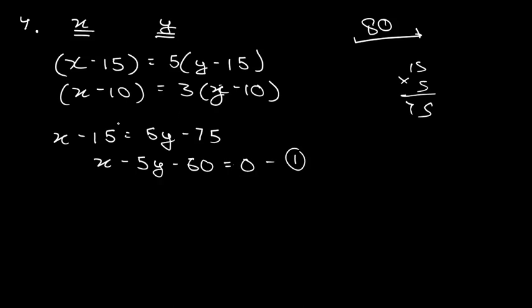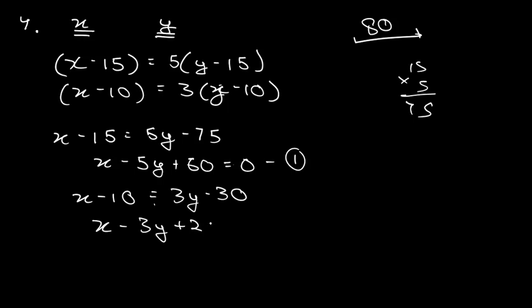In the second equation, we take x minus 10 equals 3 into y minus 10, which means x minus 10 equals 3y minus 30. On simplifying this equation, we get x minus 3y plus 20 equals 0. Let us consider this as equation number 2.